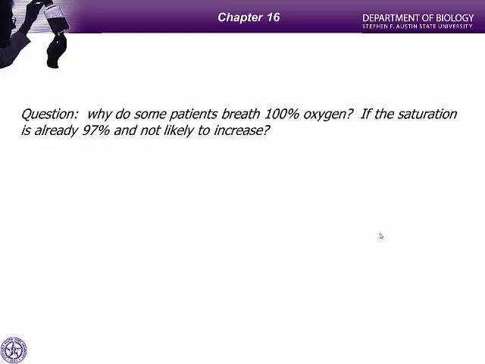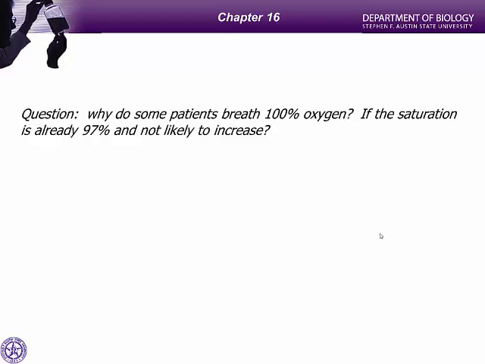Now, here's the question, and I know you've seen patients either on television or maybe some family members. They're in the hospital and they have the cannula and they're getting 100% oxygen. We're not talking about 100 millimeters of mercury now. We're talking about 100% oxygen. So if your blood is already saturated to 97%, and you're not likely to increase that very much more than that, it seems like overkill. Why are you giving the patients 100% oxygen? You think about that some?